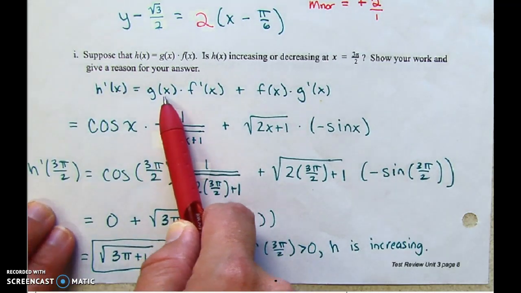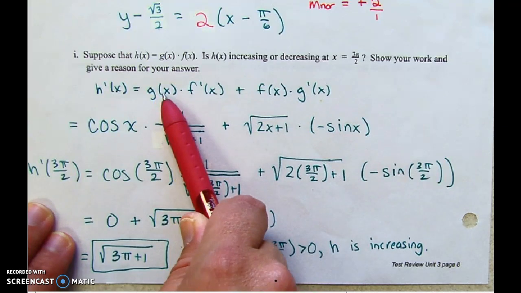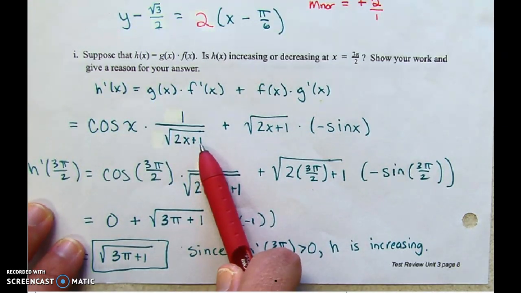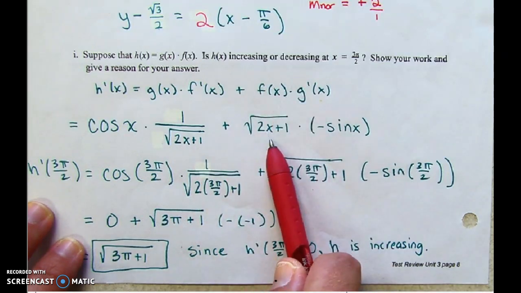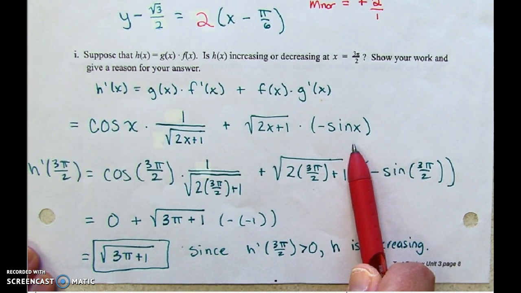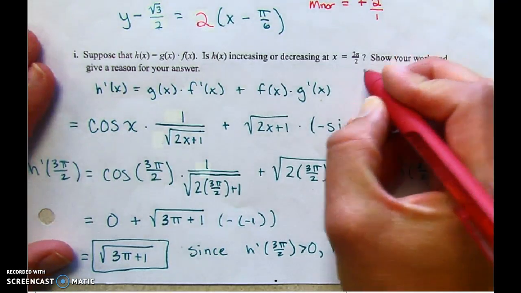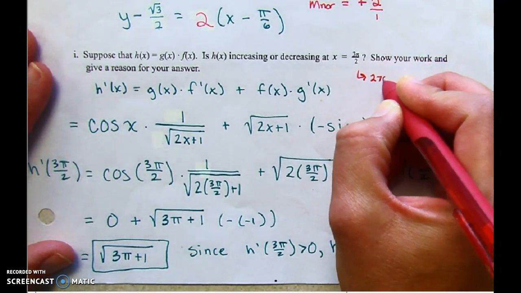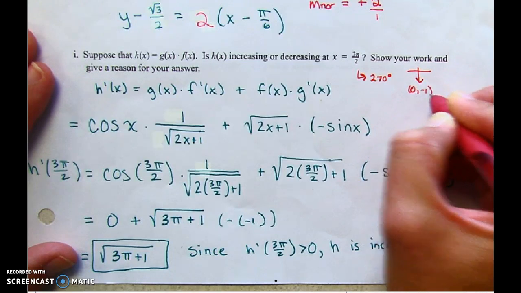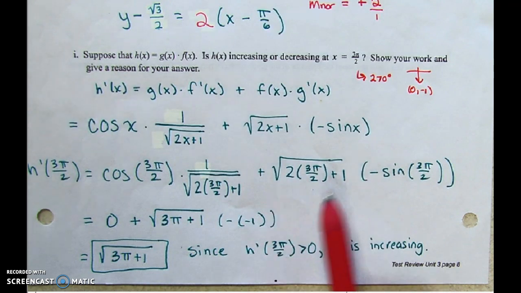We have g times the derivative of f plus f times the derivative of g. G is cosine. The derivative of f we already found. That's nice. Plus f times the derivative of g. We already found that above. So use your answers from above. And now we get to plug in 3 pi over 2. 3 pi over 2 is 270 degrees, right? So that's straight down, and that coordinate point is 0, -1. Is that right? Hope so. Think so. We'll check it. Always check your work as you go.